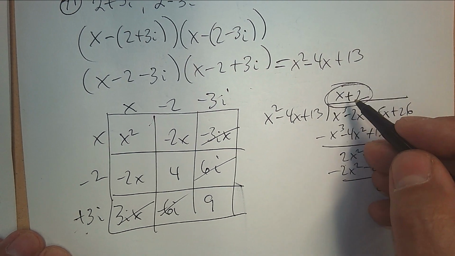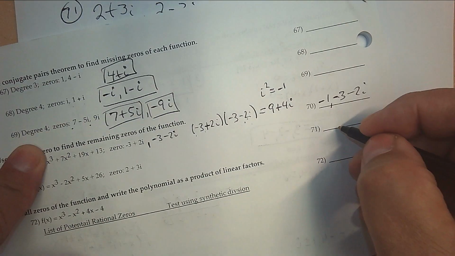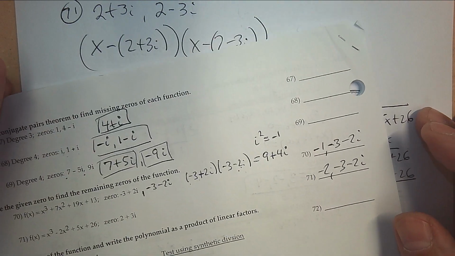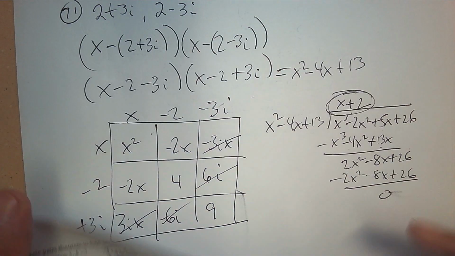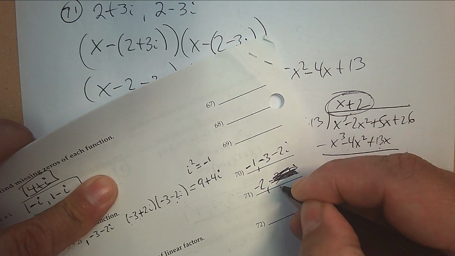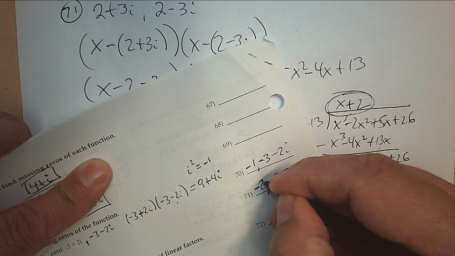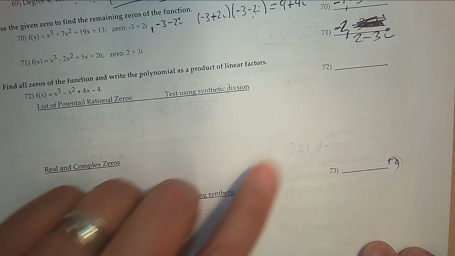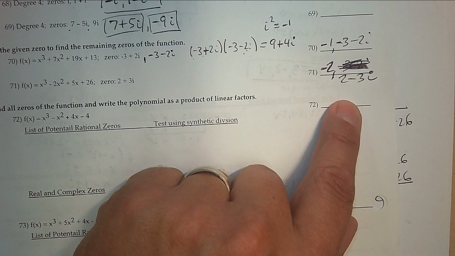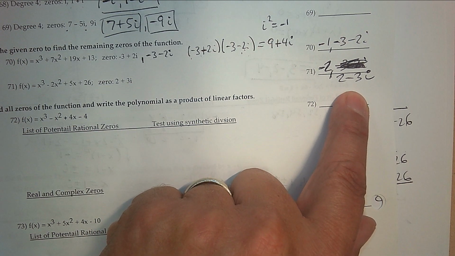So from this factor, the 0 is negative 2. And then we got negative 3 minus 2i. Or 2 minus 3i, I mean. So negative 2, we had to work at that one. 2 subtract 3i is the conjugate pair theorem. You'd know that right away.